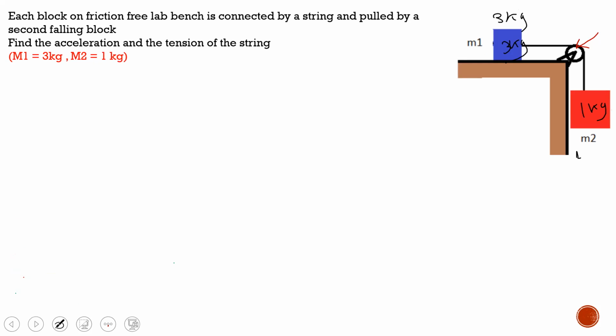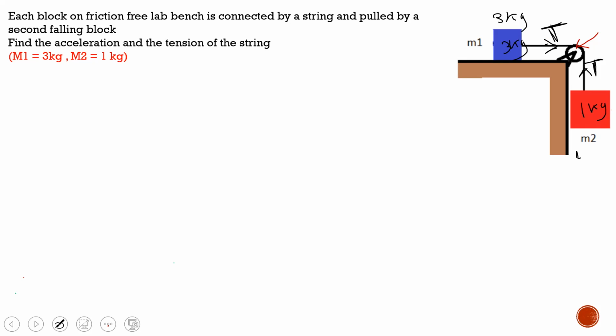Now let's see what other forces are affecting these masses. Since it is connected by a string and pulled by a pulley, there's a tension force here, and there's another tension force here. Since we have the same string and the same pulley, we will have the same tension. There's no T sub 1 and T sub 2. It applies the same tension for both mass 1 and mass 2.